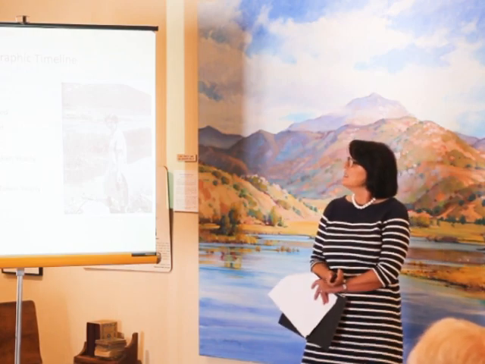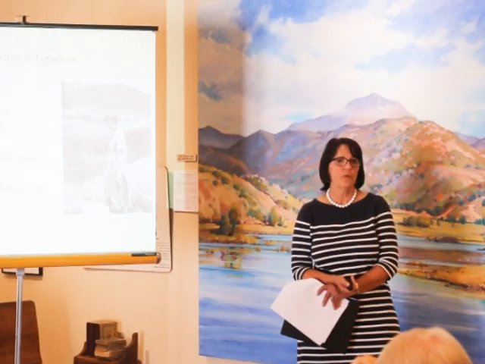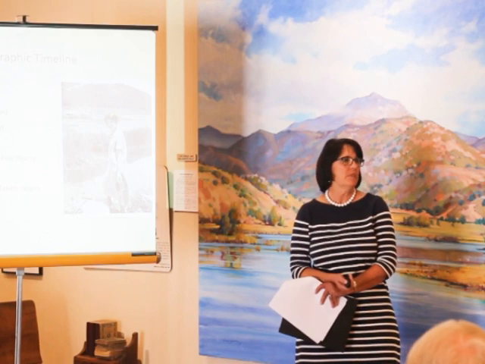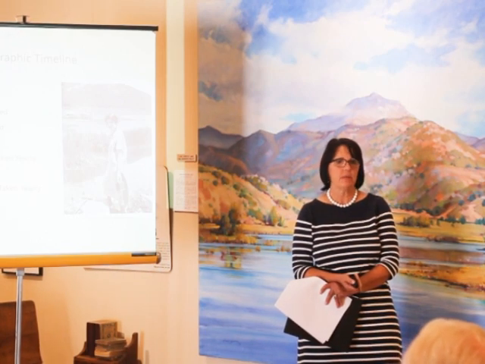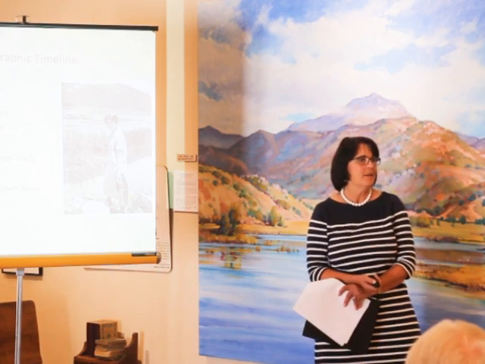Let's shift gears here. 1826 was the first photographic image produced in France. By 1900, about 75 years later, the Brownie was introduced. The Brownie camera here, you can see, gals out for a Sunday afternoon. Kodak introduced it, and they sold it for $1, and it was the first mass-produced uniform camera. Before that, there were many other cameras, but as I mentioned earlier, film and camera sizes all varied. This was a uniform camera, sold for $1, and it was mass marketed.